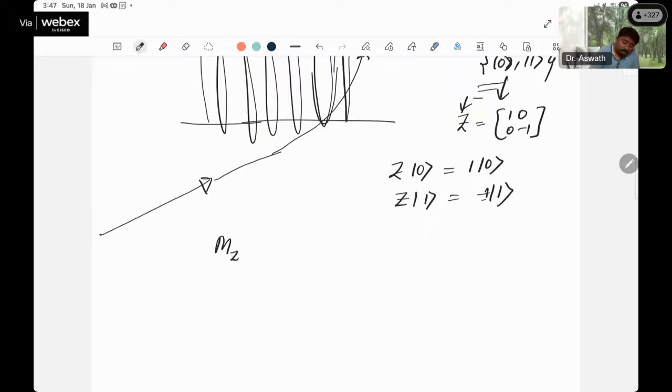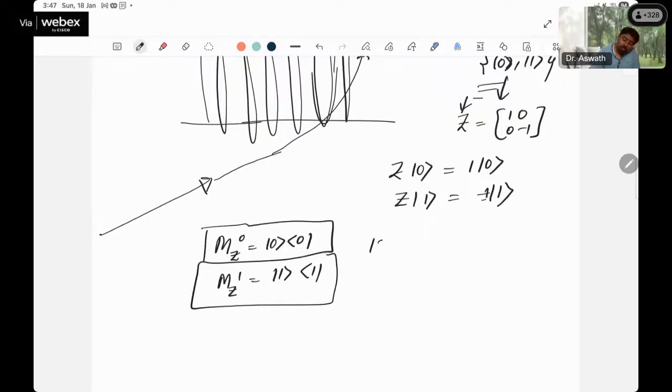What is that? It is the outer product of 0 with 0, and the outer product of 1 with 1. These are the measurement operators. When I take this measurement operator and act on a given superposition state, what happens? It pushes the quantum state to fall into one of the states.